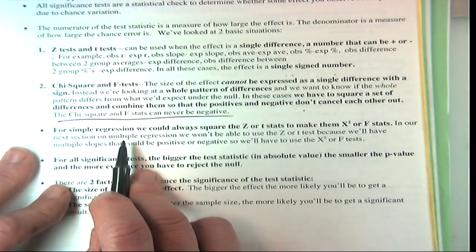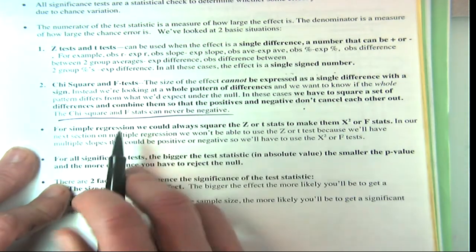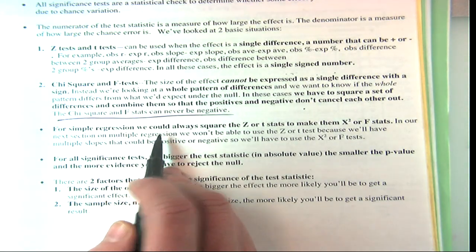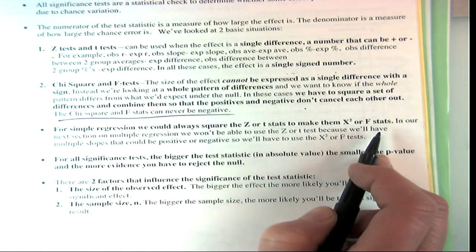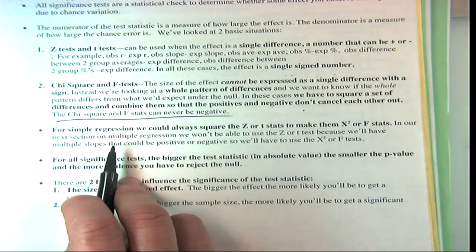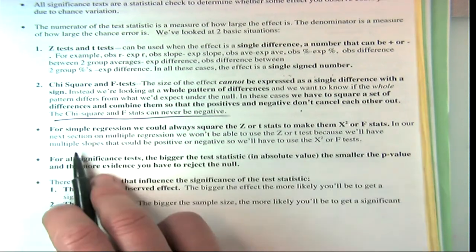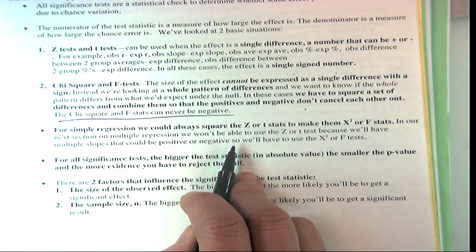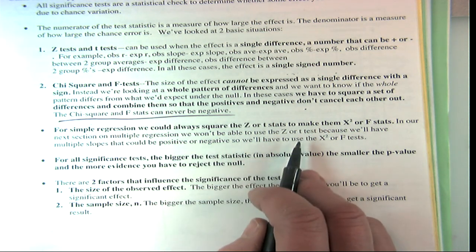So we did something a little bit unusual. Usually people don't introduce these tests until you hit multiple regression, but I wanted to show you that for simple regression, we can just always square the z and the t-test to make them chi-square and f-tests. But in sections 4 and 5, and from now on, we won't be able to use them because we'll have multiple slopes that could be positive or negative. They could cancel each other out. There's no way to come up with a single number. So we have to use these chi-squared and f-tests.